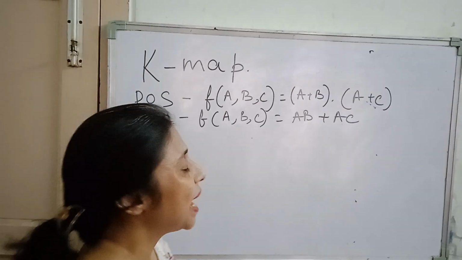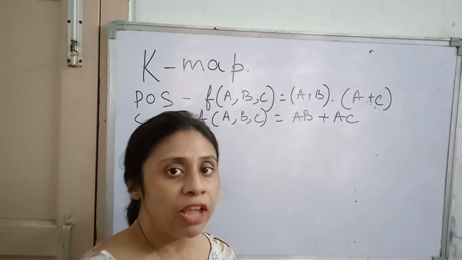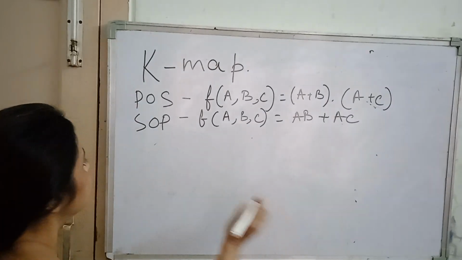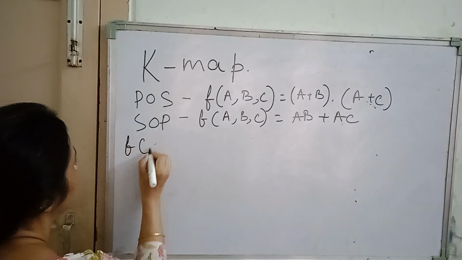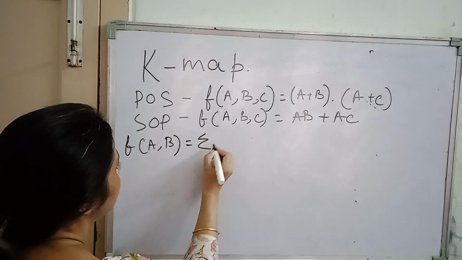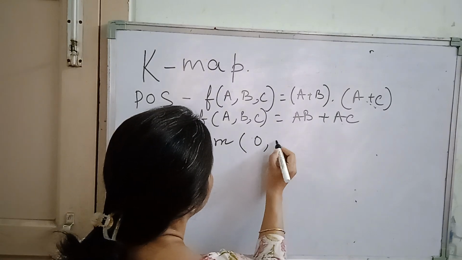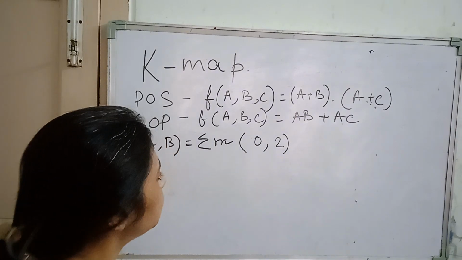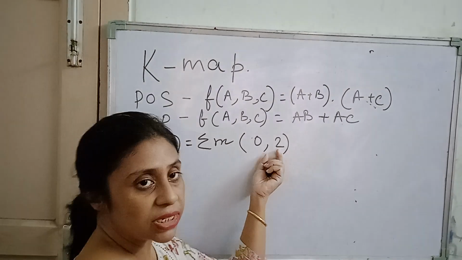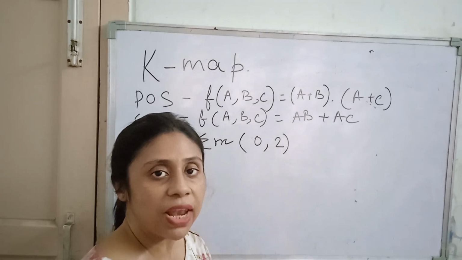Now we will do Kmaps of 2 variable, 3 variable and 4 variable. First we will do Kmap for 2 variable. Suppose an equation is there, function of A comma B is equal to summation of minterms 0, 2. Then what does it mean? This means that these two boxes 0 and 2 will have 1 and all other boxes will have 0.